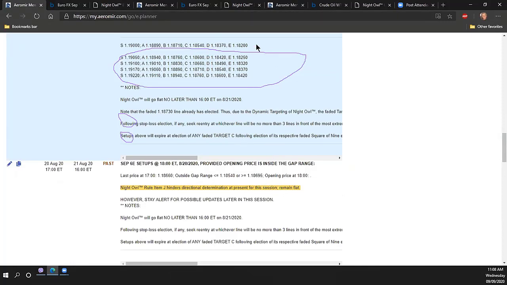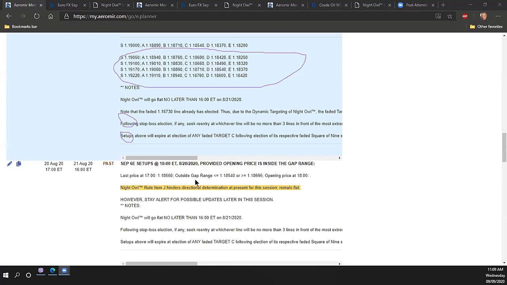Immediately above that, as I fumble to find my drawing tool again, bear with me, folks. I'm sorry for not being proficient with this software. Well, I'll just go on. Immediately above the yellow highlighted line, you see a line that says last price, gap range, and opening price. I don't have the opening price handy, but it would have been somewhere in between this gap range.